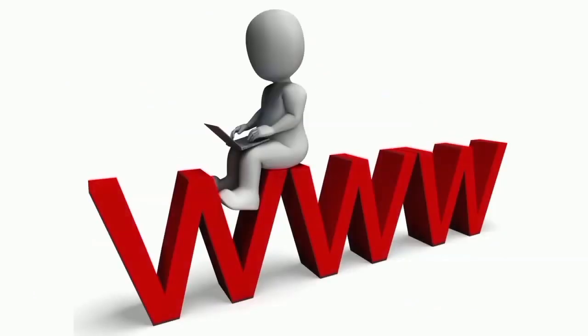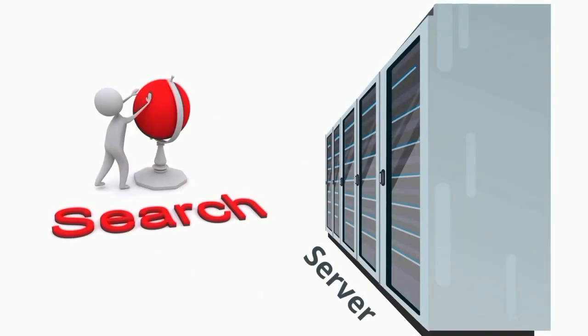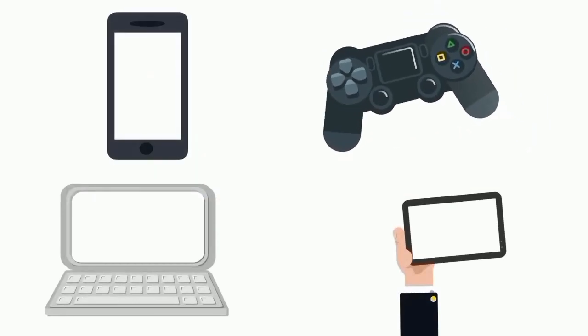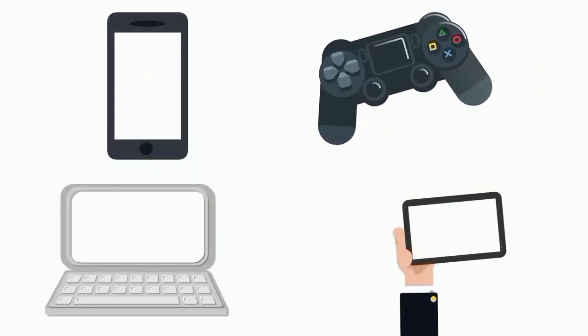The World Wide Web is a part of the internet, but it is not the internet. It allows us to access data on the internet via servers, with lots of special gadgets and software. You can use the internet on computers, tablets, game consoles, phones, and many other things.